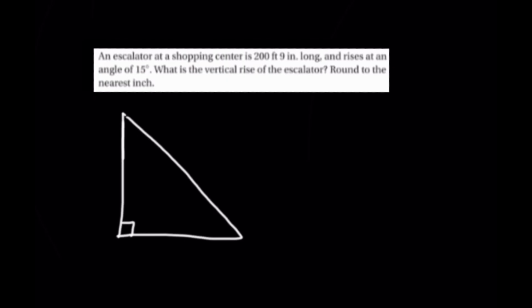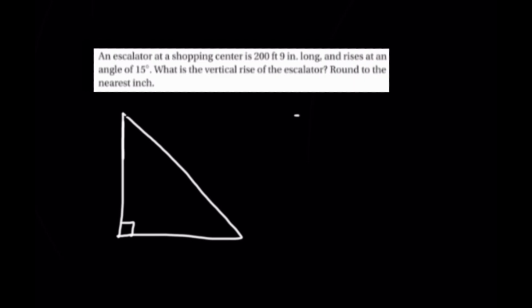When we're given a word problem for trig questions, before we read it, we probably want to draw a triangle and then fill in the measurements. The escalator is 200 feet and 9 inches long. But it says we want our answer rounded to the nearest inch, so we're going to convert 200 feet and 9 inches into inches.